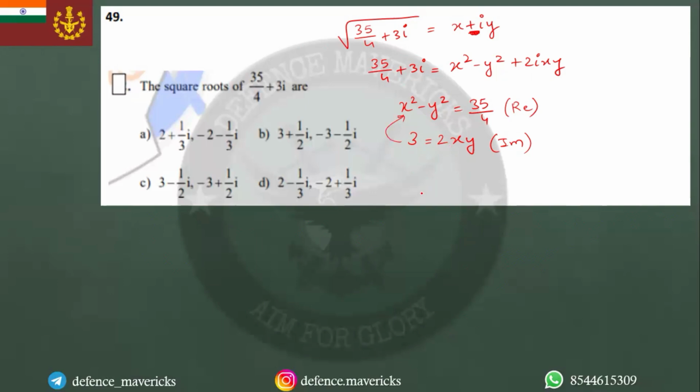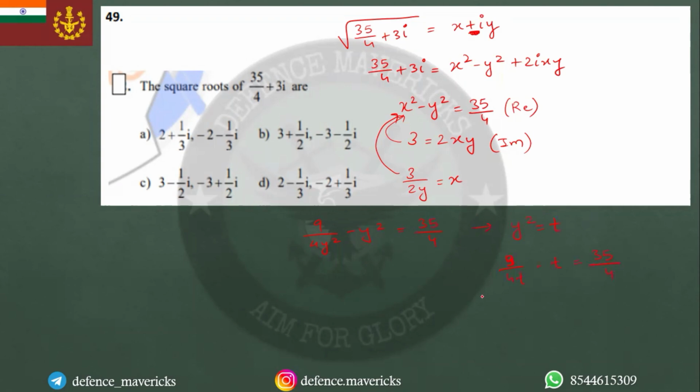अगर तुम x substitute करोगे तो what is x? X is nothing but 3 by 2y. So if you substitute 3 by 2y in this equation, you will get an equation something like this. What is x square? 9 by 4y square minus y square equals 35 by 4. Now you can put y square as t. Just substitute y square as t and then solve: 9 by 4t minus t equals 35 by 4.